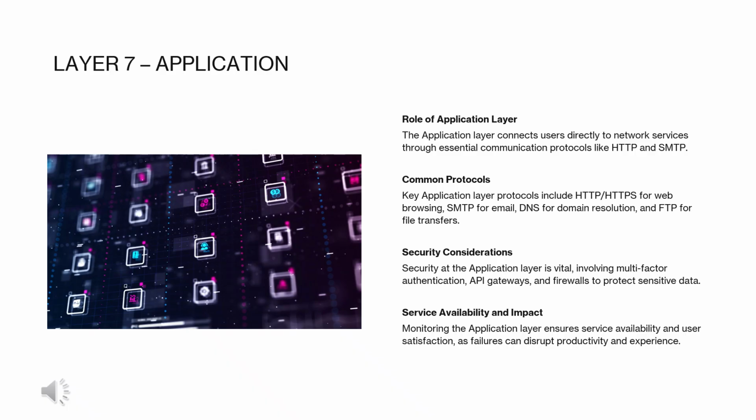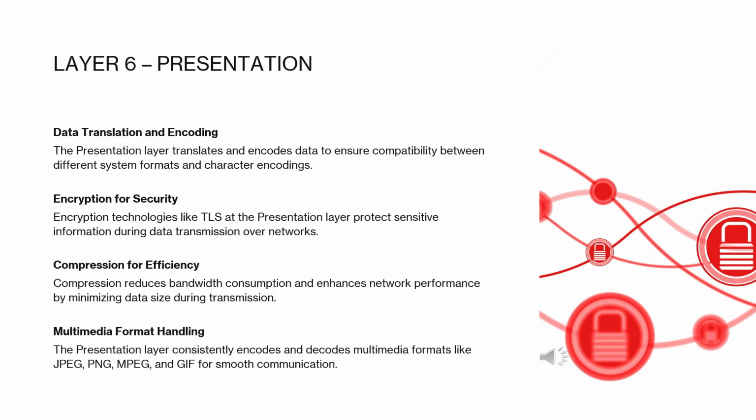sensitive data. Monitoring the application layer ensures service availability and user satisfaction, as failure can disrupt productivity and experience. Next is the presentation layer. This layer translates and encodes the data to ensure compatibility between different system formats and character encodings. Encryption technologies like TLS at the presentation layer protect sensitive information during data transmission over the network.